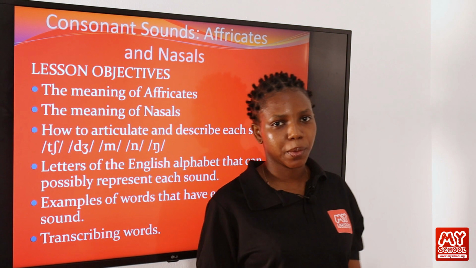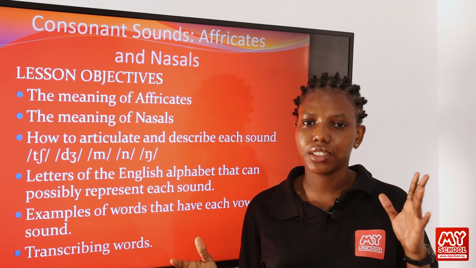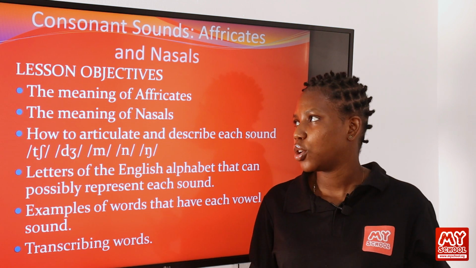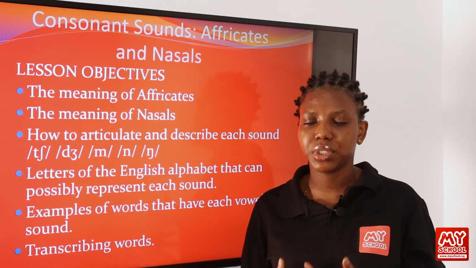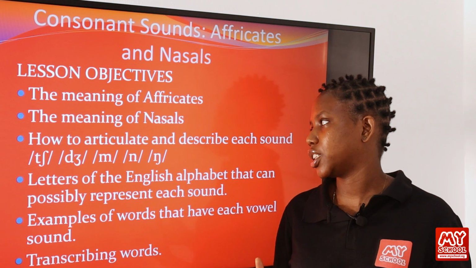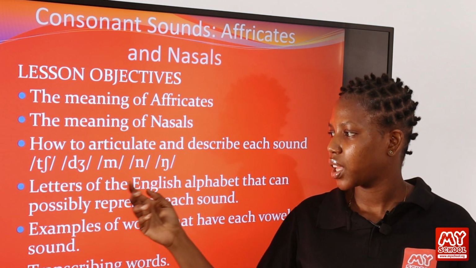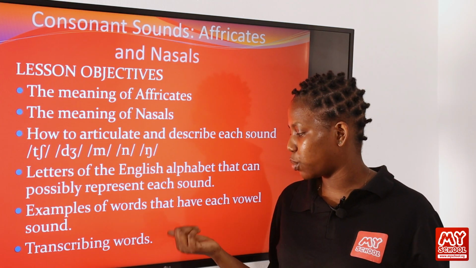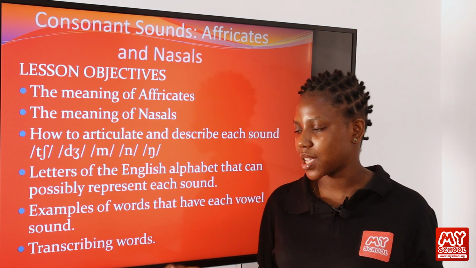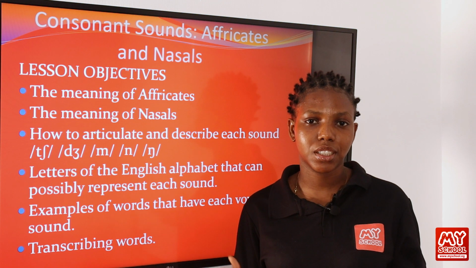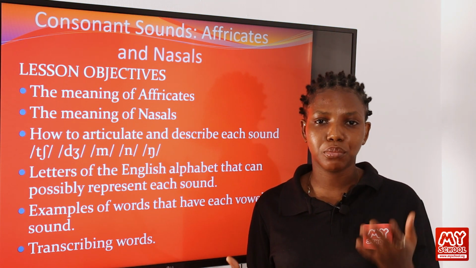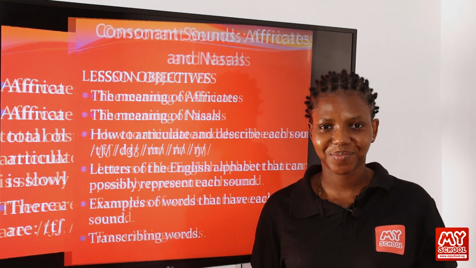Do not forget today's topic is affricate and nasal sounds. Okay, so these are the objectives for today's lesson. We'll be learning the meaning of affricates, the meaning of nasals, how to articulate and transcribe each sound, letters of the English alphabet that can possibly represent each sound, examples of words that have each sound, and then we'll be transcribing these examples, right? So let's begin with the first objective, which is the meaning of affricates.